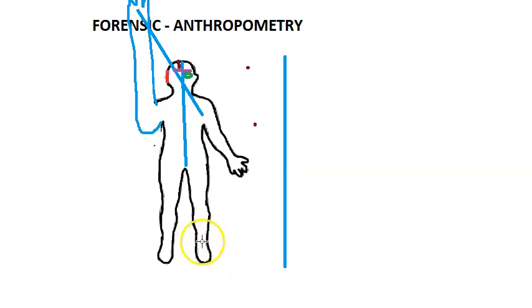Length of the left foot. Then, length of the left middle finger. Length of the left little finger. Length of the left cubit, from elbow to tip of middle finger, left only they are talking. So this length also they are interested in. Then width of cheek they are interested in.